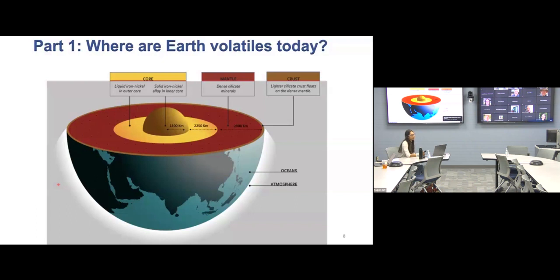So another approach would be to ask, where are Earth's volatiles today and how did they get there? This is a general picture of the Earth's interior today. There is a dense iron core that has an inner solid core surrounded by a liquid outer core. This is surrounded by a less dense silicate mantle and a less dense crust, hydrosphere, and atmosphere. The hydrosphere and the atmosphere are where we typically think volatiles accumulated.